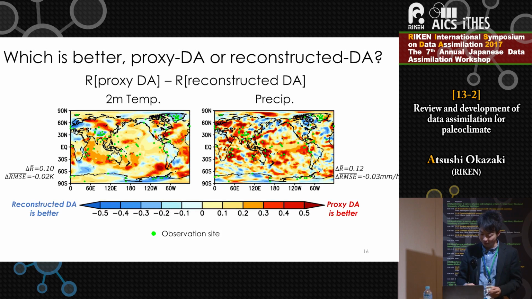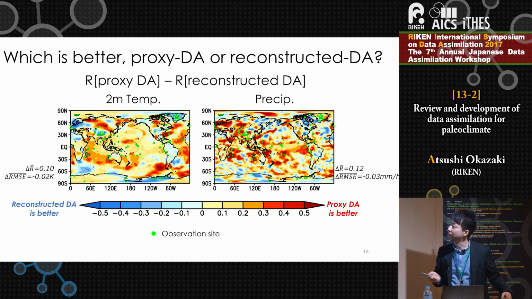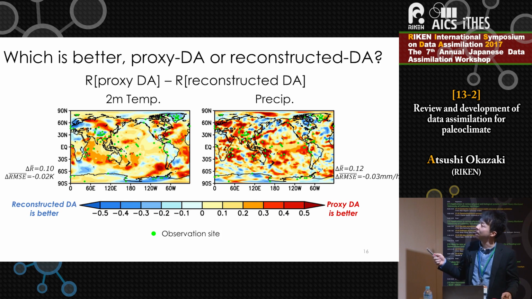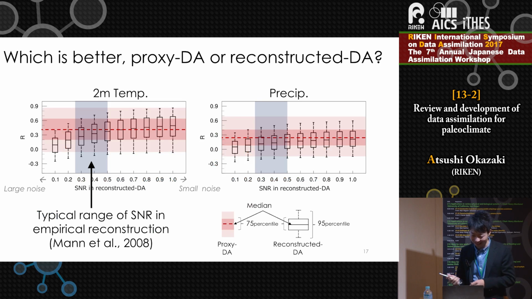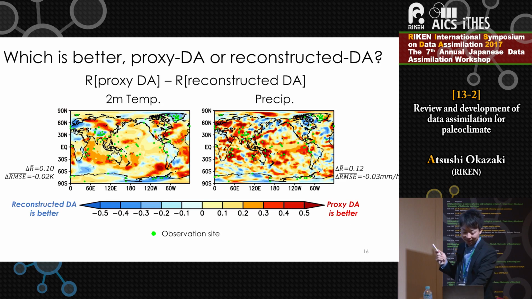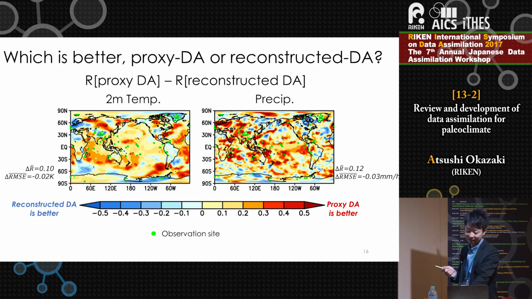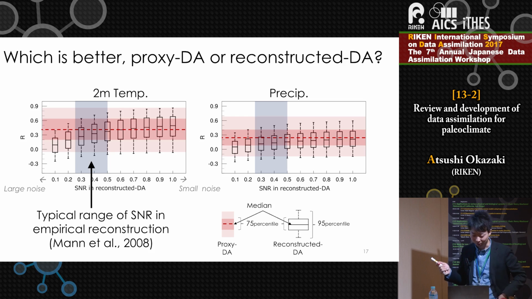And then next, I compared the proxy-DA and reconstructed-DA. These figures show the difference of correlation, proxy-DA minus reconstructed-DA. If the value is positive, proxy-DA does better, and if it is colored blue, reconstructed-DA is better. You can see that most of the area is colored red, which means that proxy-DA is better. And you may think that this must depend on the SNR of reconstructed DA.